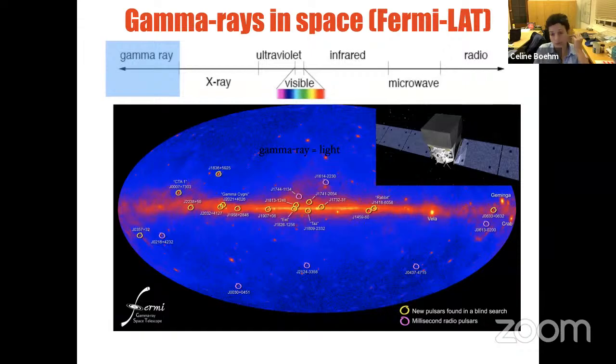When you're in space, you can also have a satellite searching for gamma rays. That's the case, for example, of the Fermi satellite, and LAT is basically the experiment on Fermi. And this is one of the maps that they've done. So they basically map the galaxy in gamma rays, and they found a number of sources, like I said, millisecond pulsars, and other objects. And then the question is, when you have those precise maps, are there any anomalies or not?